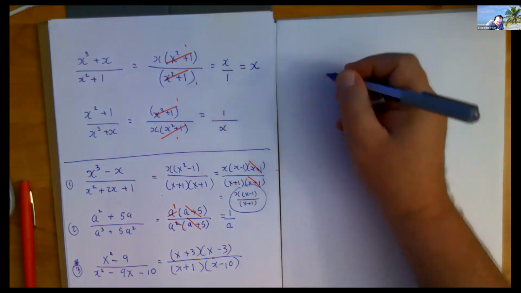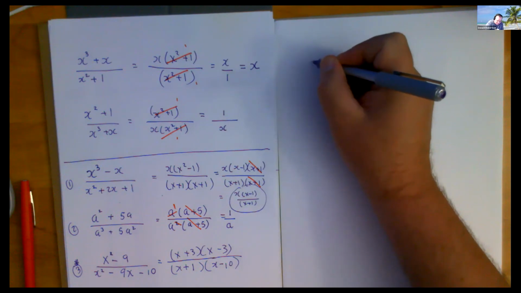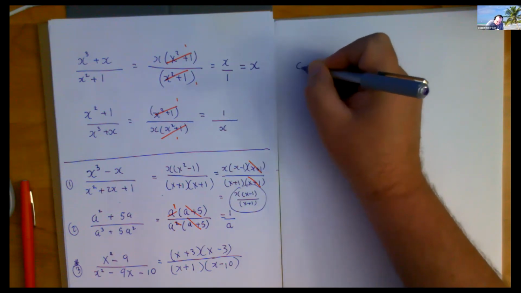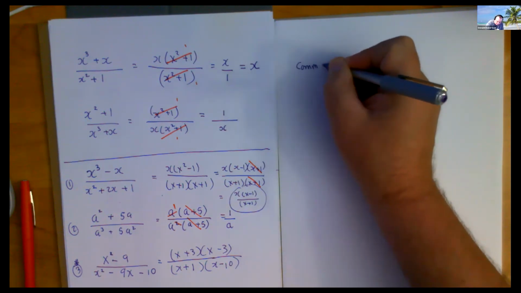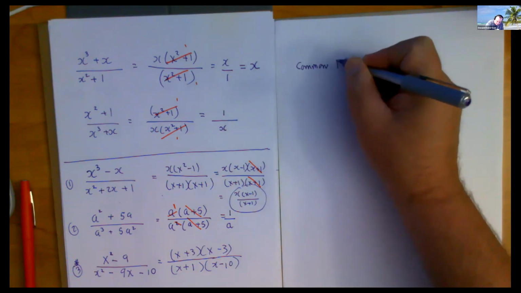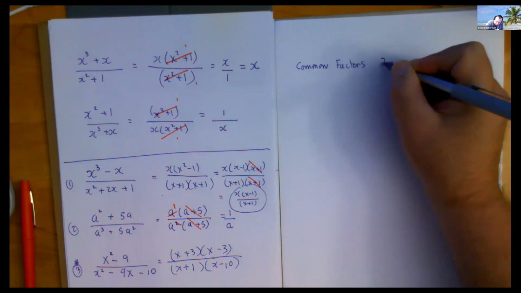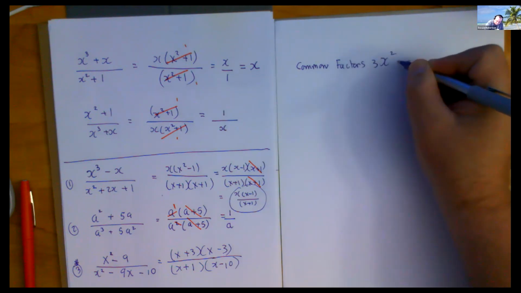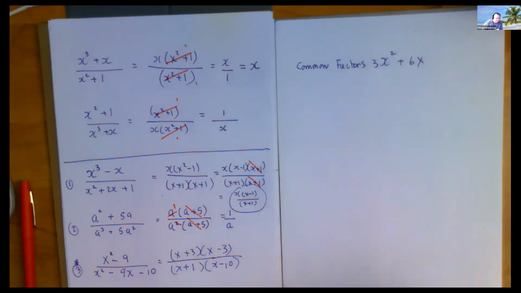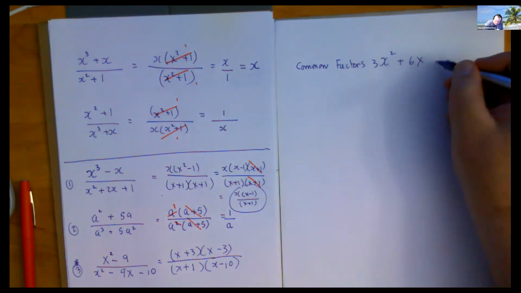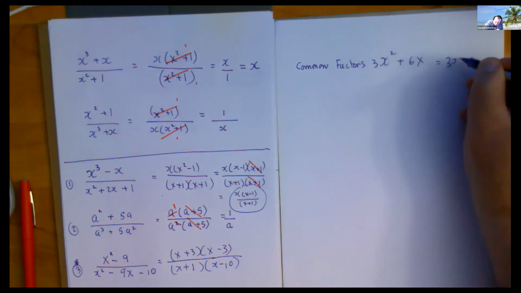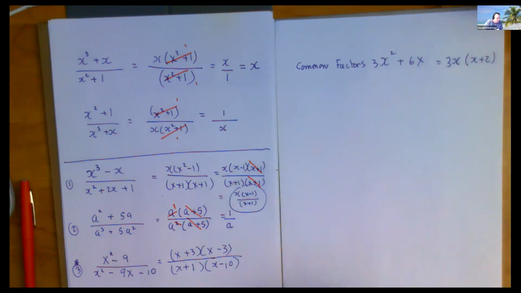So these are just put down for completeness' sake, so you can choose to write this down or not. Things to look for: common factors. There is a common factor of 3 and a common factor of x, and that leaves me with x plus 2. That would be how you would do that one.